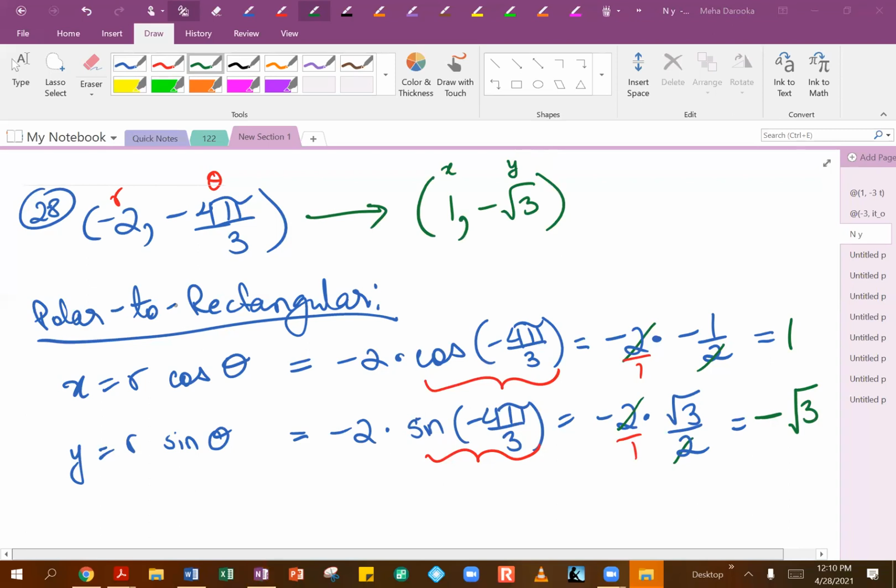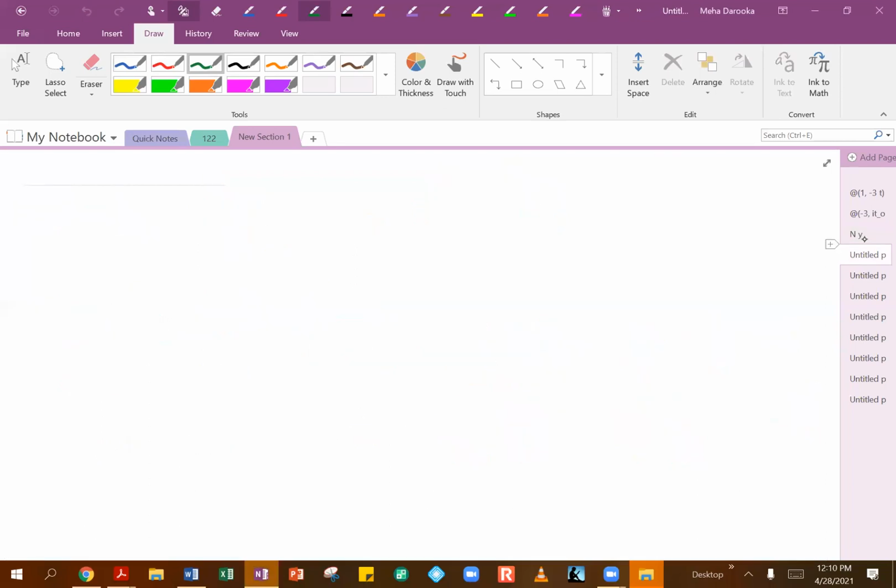Of course, on the graph, it will still be the same point. Depending on which coordinate system you're looking at, the numbers will look different, but on the graph, it's still going to be the exact same point. All right, guys, this was number 28. Let's look at number 50 next.